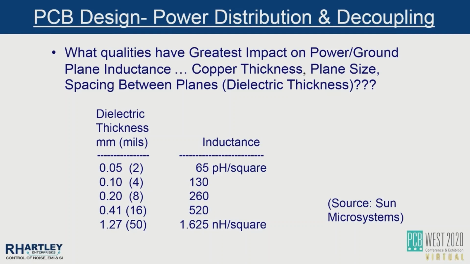This is a study done by Sun Microsystems, and it shows examples of dielectric thickness of 2 mils, which is 50 microns, 4 mils, it's 100 microns, 8 mils, 16 mils, and 50 mils, which is 1.125 millimeters roughly. You can see the inductance per square.